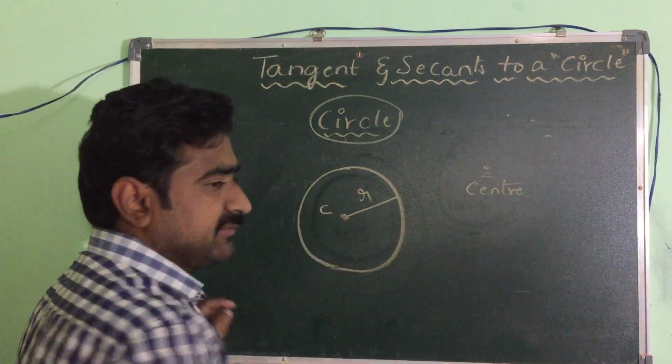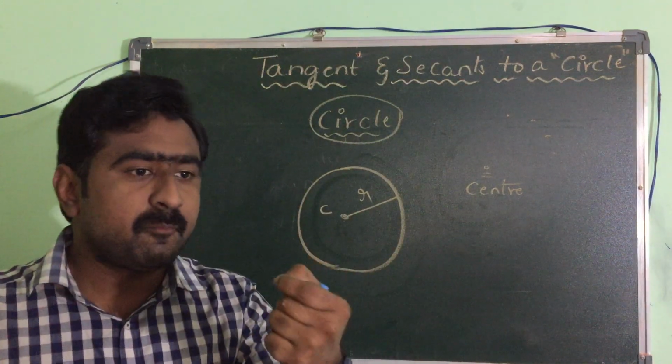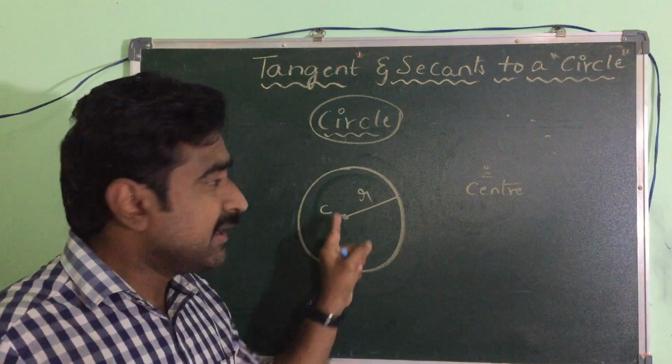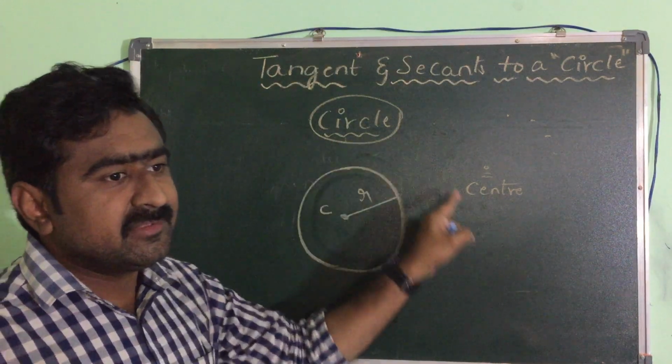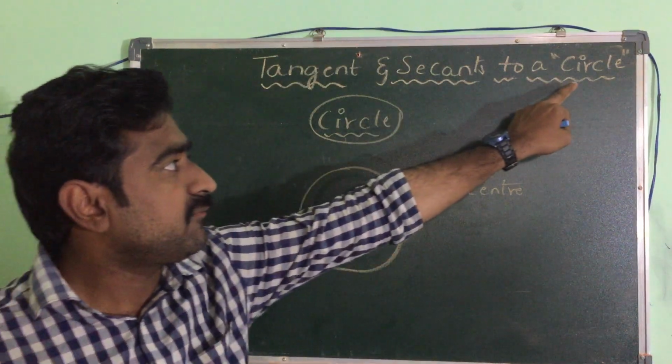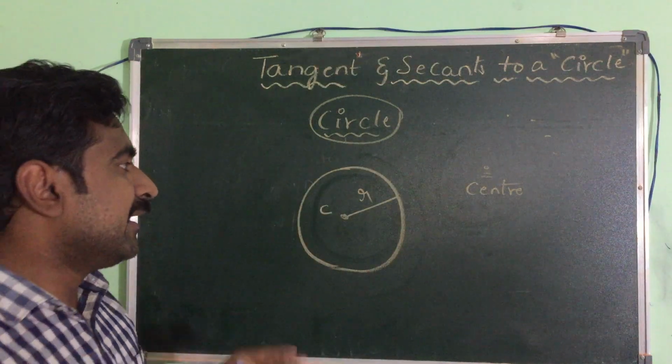And what is the meaning of center? The center is nothing but the fixed point of the circle, and these are the set of points always equidistant from the center. So this is the first fundamental related to a circle.